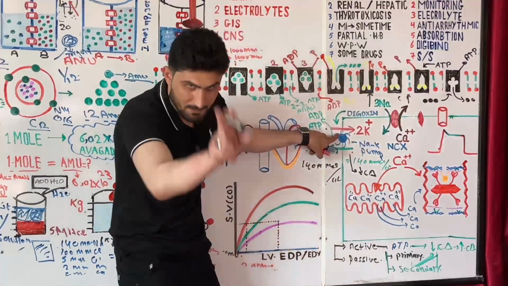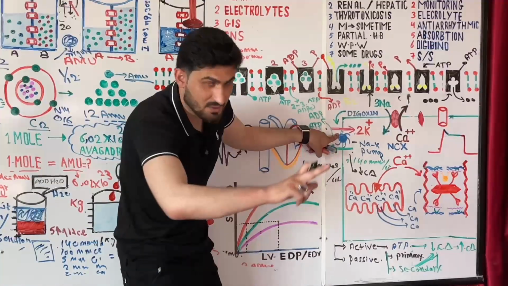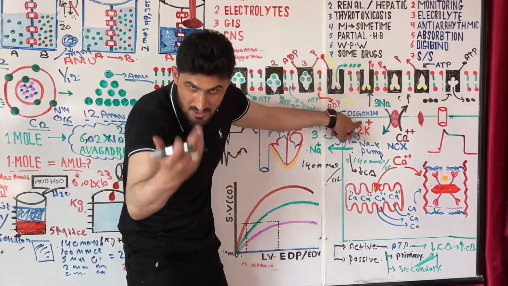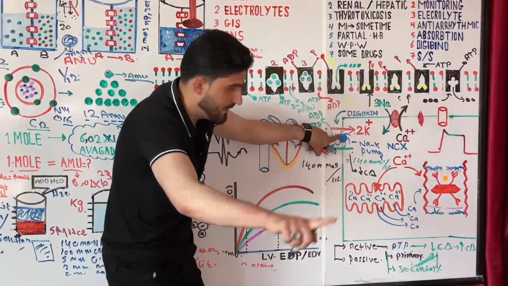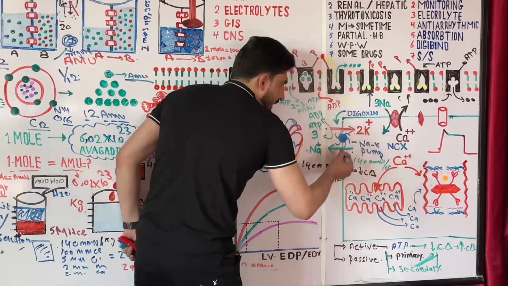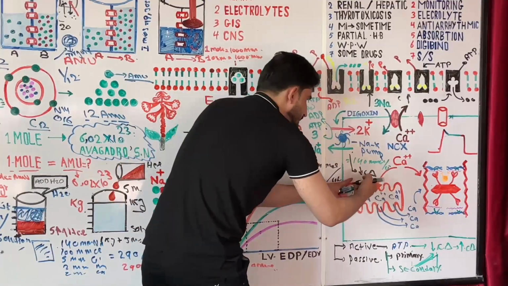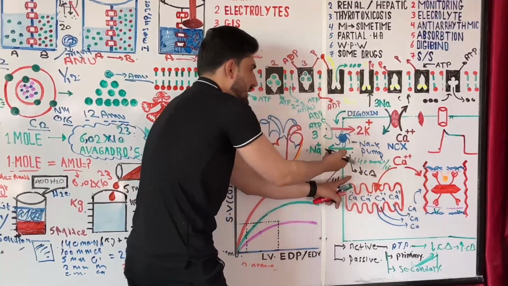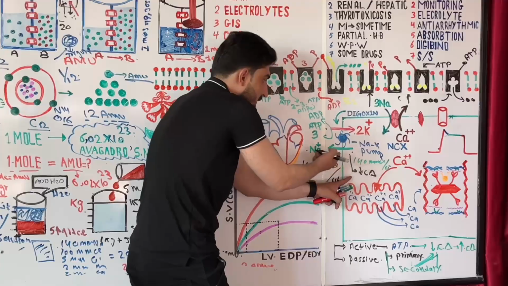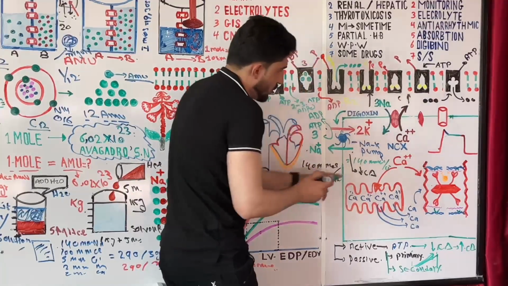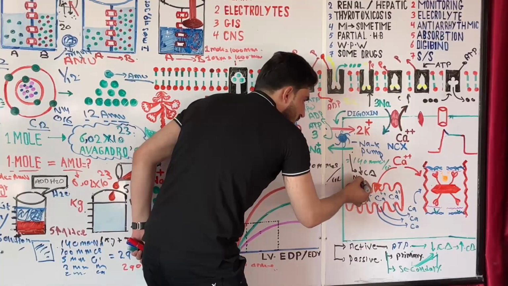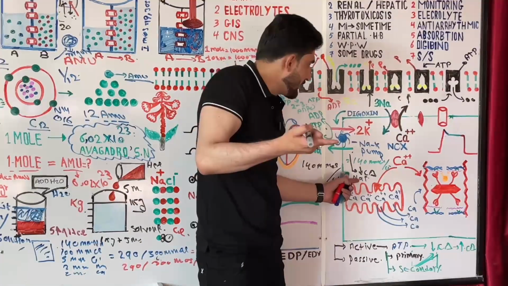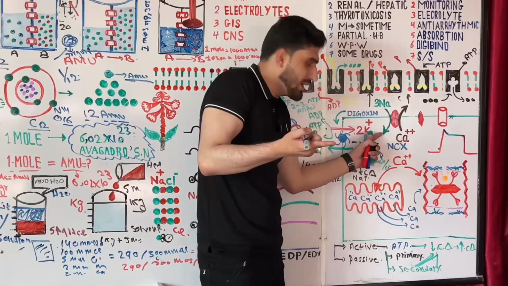If I block this pump by some drug that I will explain later, this drug is digoxin. Okay, if I block this pump, it can't excrete this sodium outside of the cell, can't move this sodium from the inside of the cell to the outside of the cell. So the concentration gradient of sodium goes up here. Okay, when it goes up here, this sodium can't go inside of the cell.